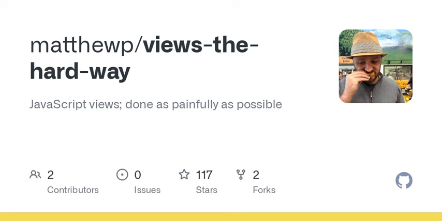So, what are some advantages of this hard way of doing things? One key advantage is performance. By utilizing direct imperative code, you're not bogged down by unnecessary operations. This means your views can run almost as fast as possible. Super important when you're trying to create a seamless user experience.